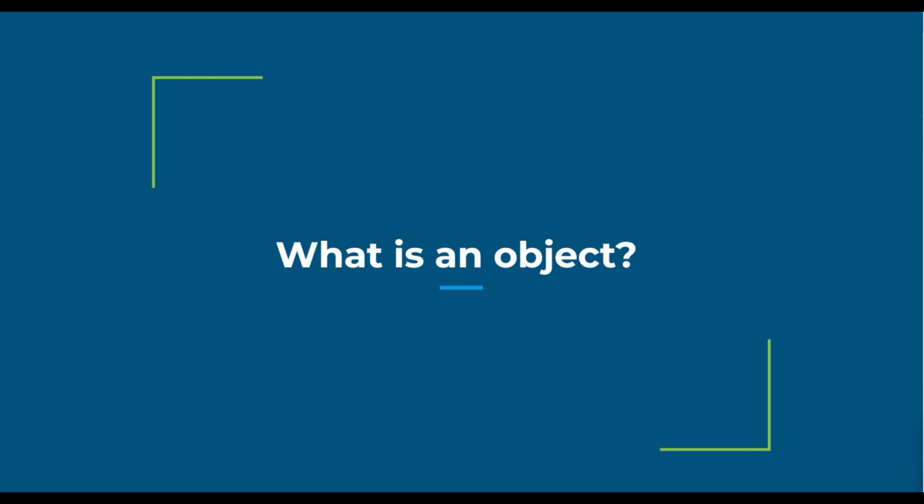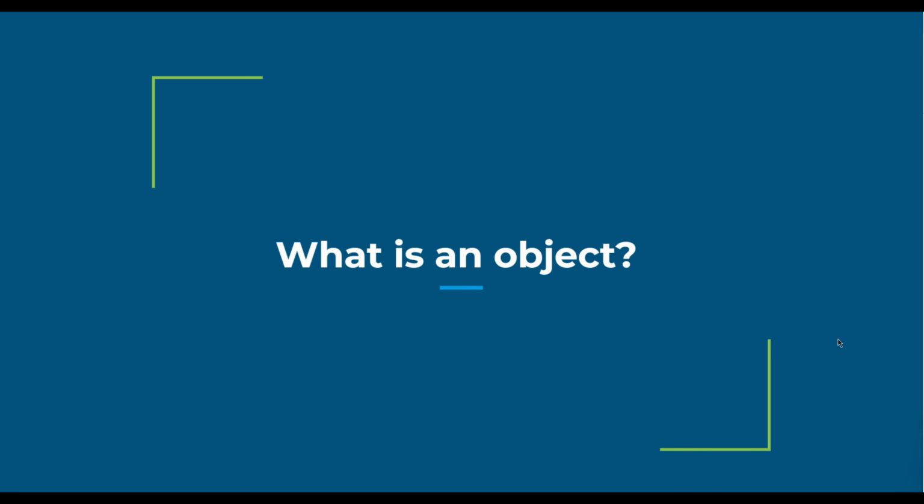Now let's get started with our first topic. What is an object? An object is the collection of properties where each property is associated with a key or name and a value. These values can be anything, including other objects, functions, arrays, or primitive data types like numbers or strings.